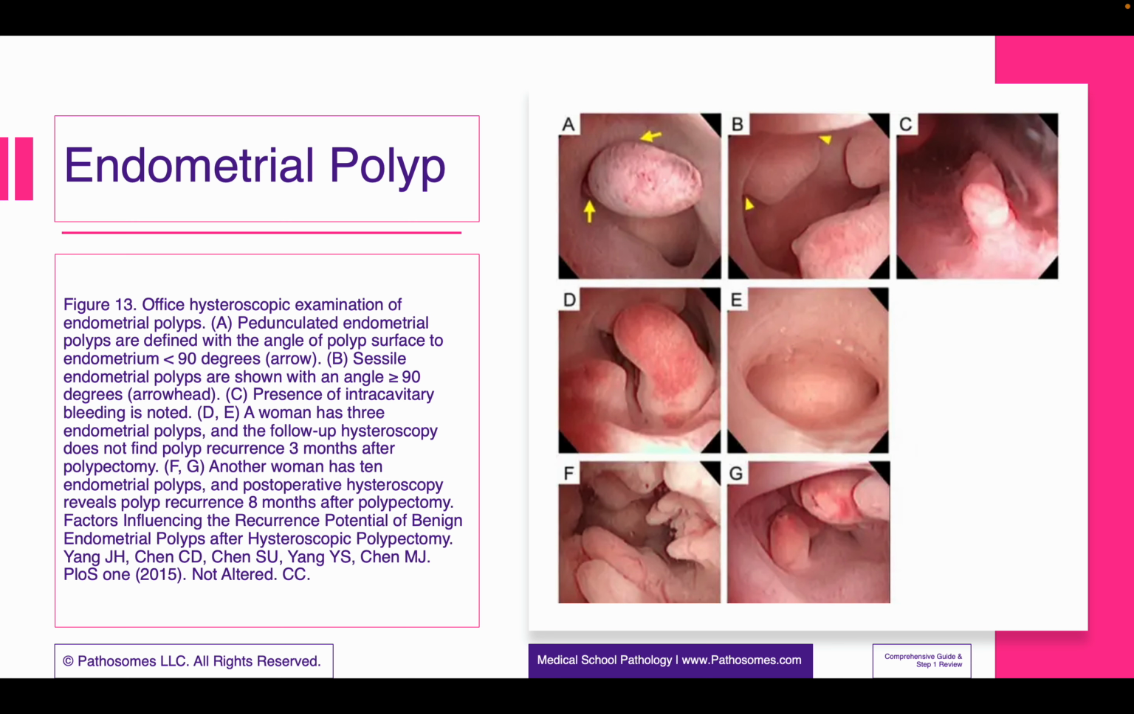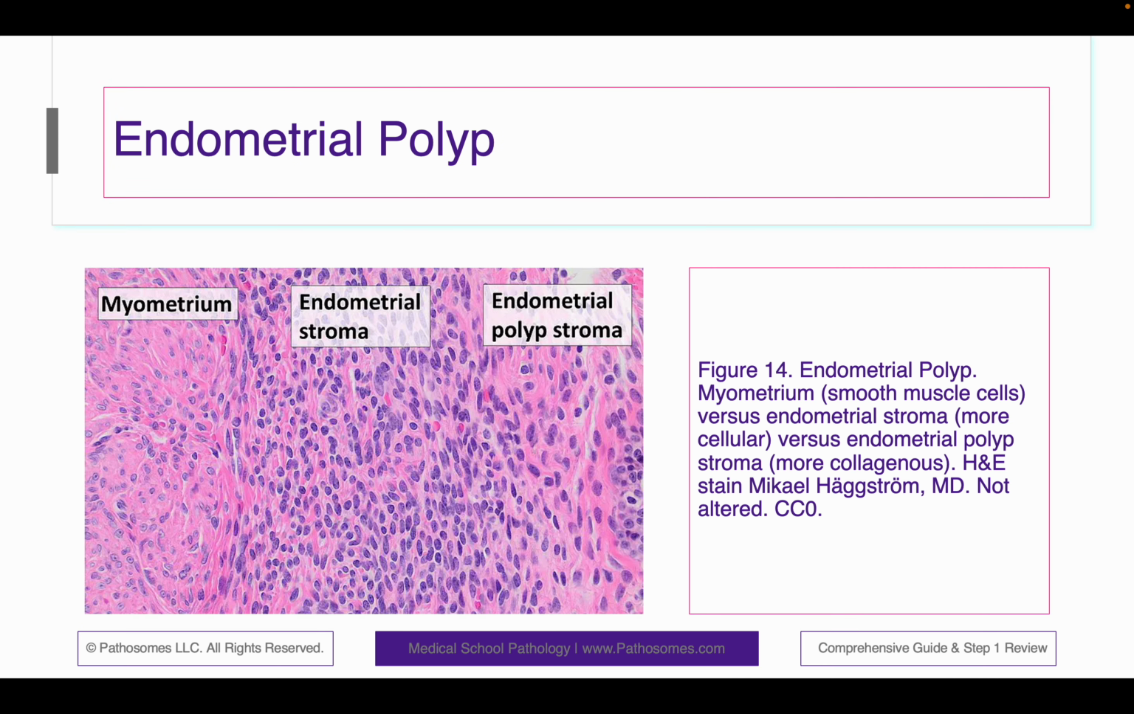And here we can see various pictures of endometrial polyps, right? You see the pedunculated appearance in the various pictures. And here we can see the histology from an endometrial polyp. Note the myometrium, the endometrial stroma, and the endometrial polyp stroma, right?